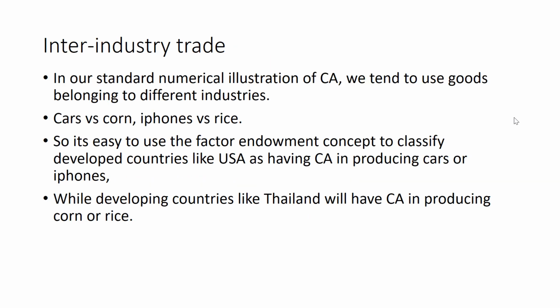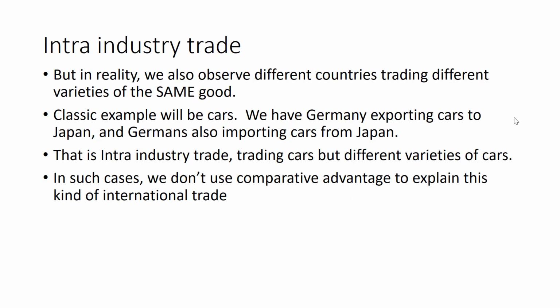So in our standard numerical illustration of comparative advantage, we tend to use goods belonging to different industries. So cars versus corn, iPhone versus rice. Once you understand the factor endowment concept, you're able to easily explain why the United States has a comparative advantage in producing cars or iPhones, while developing countries like Thailand will tend to have a comparative advantage in producing corn or rice. That will be inter-industry trade.